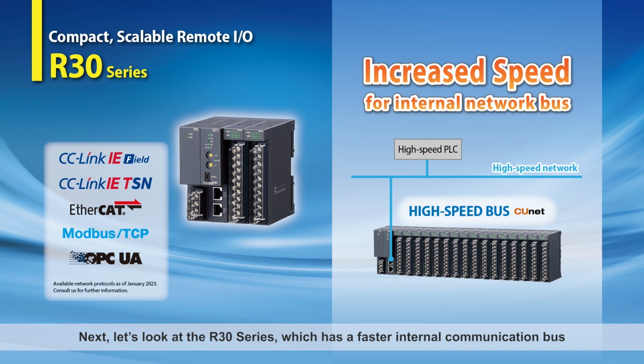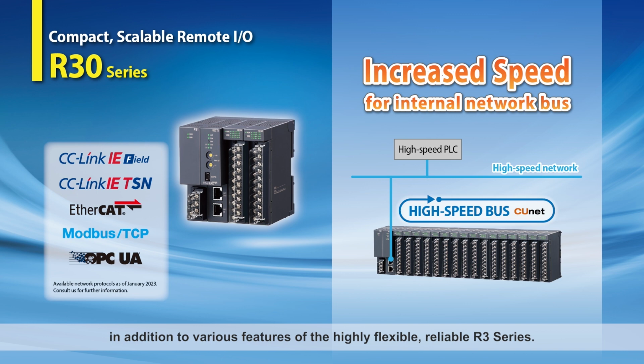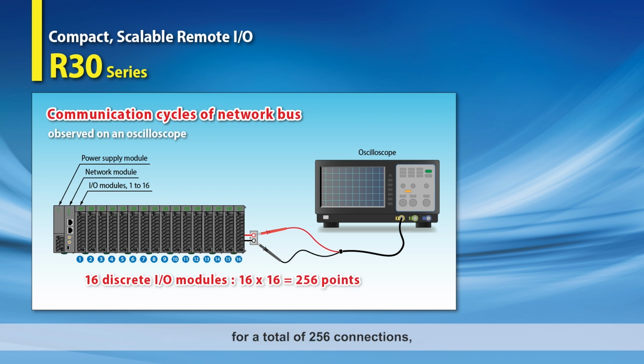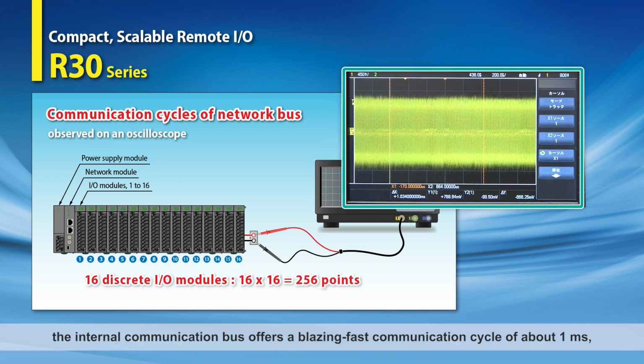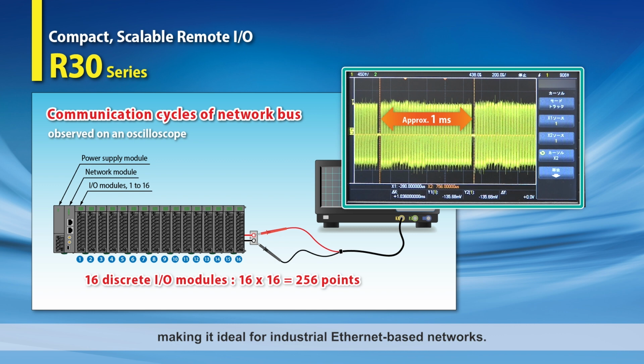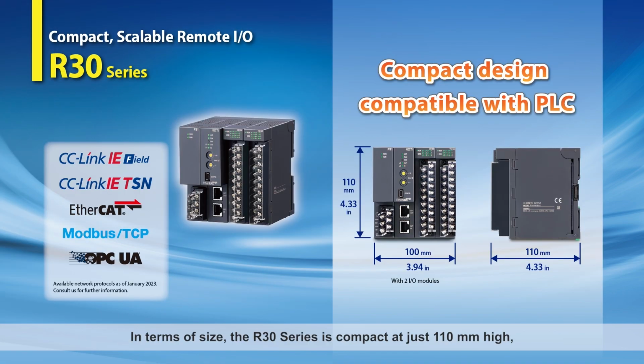Next, let's look at the R30 series, which has a faster internal communication bus in addition to various features of the highly flexible, reliable R3 series. Even with 16 I/O modules with 16 discrete signal inputs and outputs for a total of 256 connections, the internal communication bus offers a blazing fast communication cycle of about 1 millisecond, making it ideal for industrial Ethernet-based networks. In terms of size, the R30 series is compact at just 110 mm high, allowing for easy installation alongside the latest PLCs.